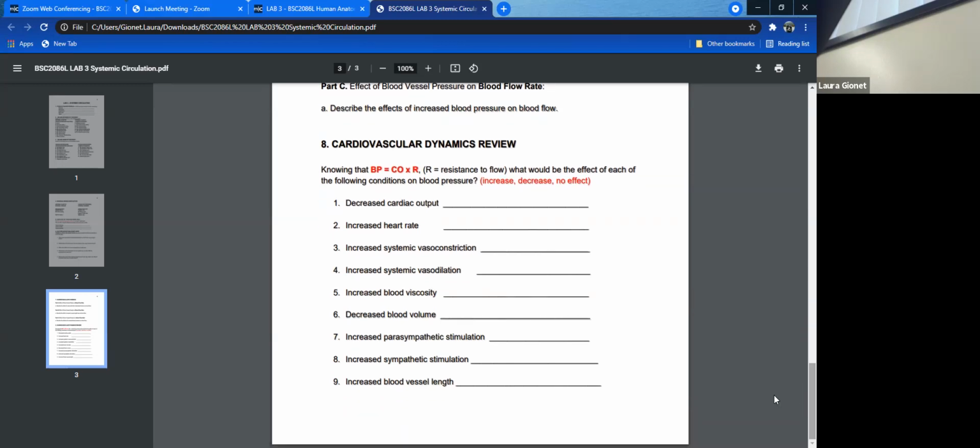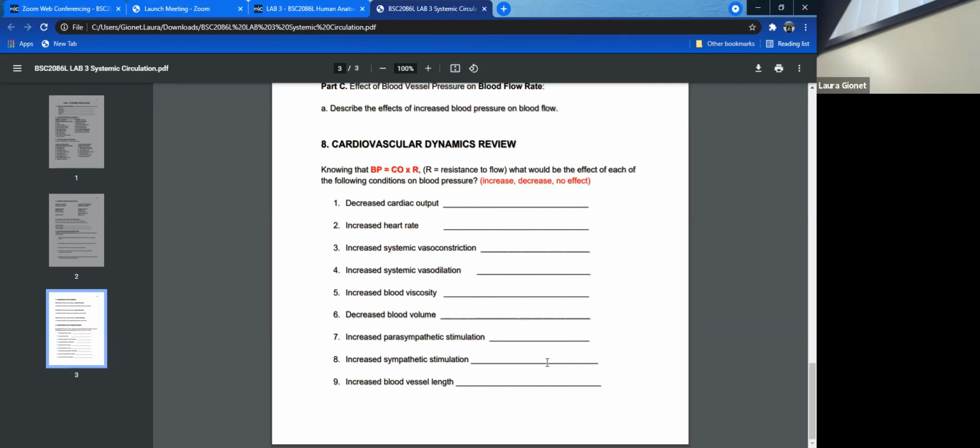Okay, then we get to 7, increased parasympathetic stimulation. So you go, okay, what does it mean to increase parasympathetic stimulation? We're really talking about its effect on heart rate. If we increase parasympathetic stimulation to the heart, we're slowing it down. So if you decrease heart rate, which is part of cardiac output, we decrease blood pressure.